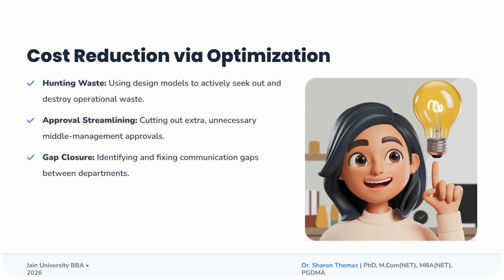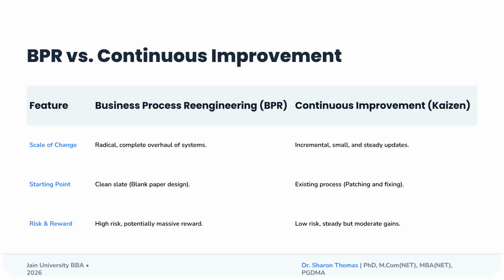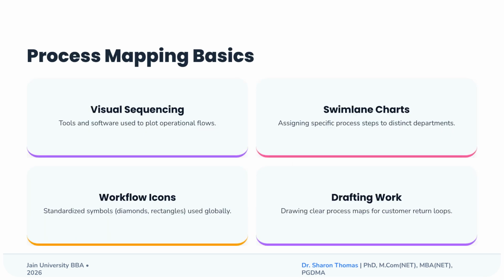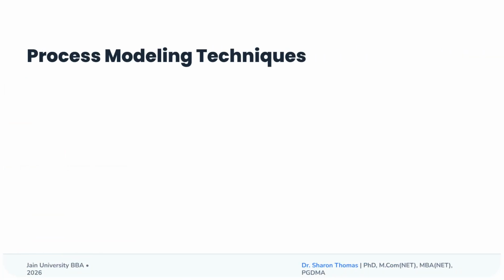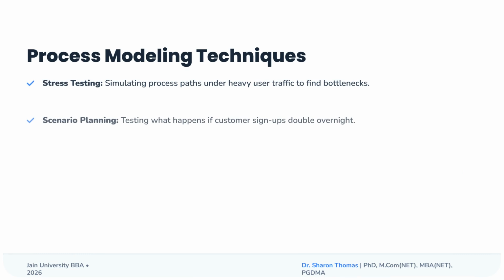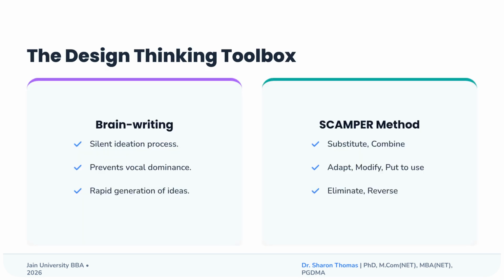Focus on hunting operational waste, streamlining middle management approvals, and closing critical communication gaps between departments. When comparing BPR and continuous improvement, it is important to understand that while one focuses on radical transformation, the other emphasizes iterative refinement. Process mapping relies on visual sequencing, swim lane charts to define roles, and standardized symbols to ensure consistency across your workflow documentation. Advanced process modeling techniques include stress testing against heavy traffic, scenario planning for market shifts, and using data-driven modeling to inform future states. The Design Thinking Toolbox offers versatile methods.